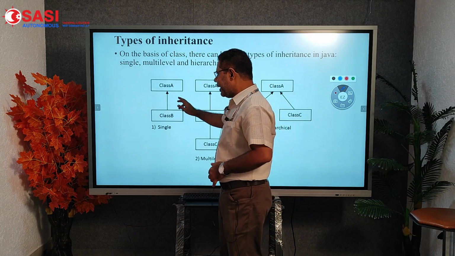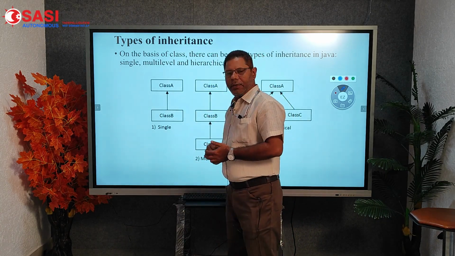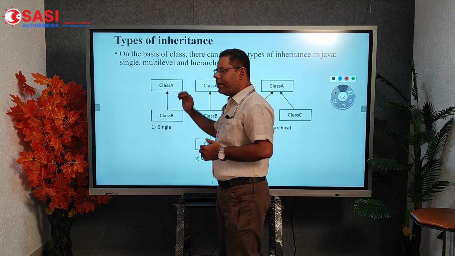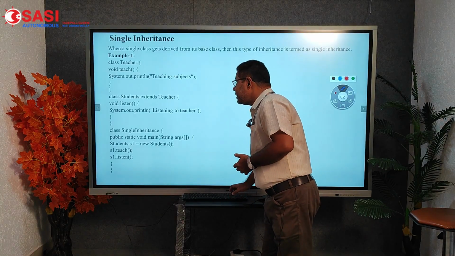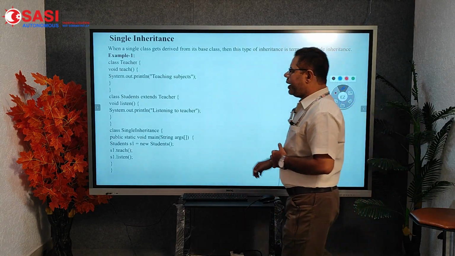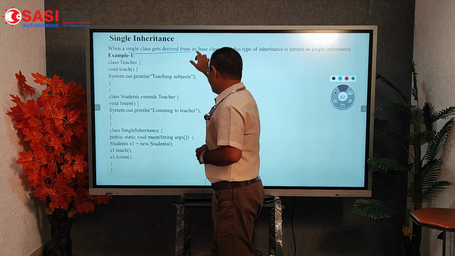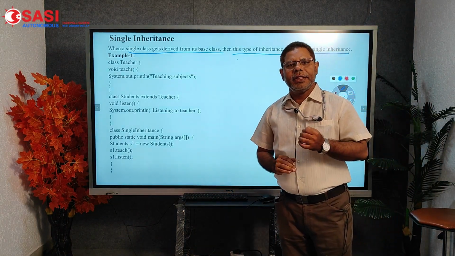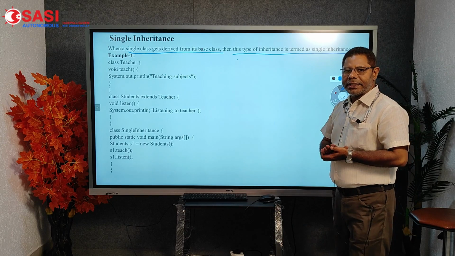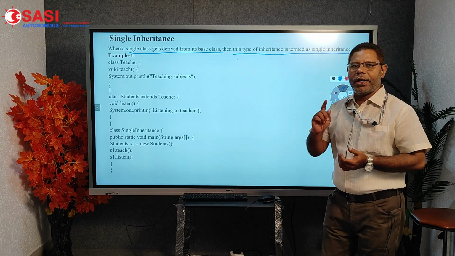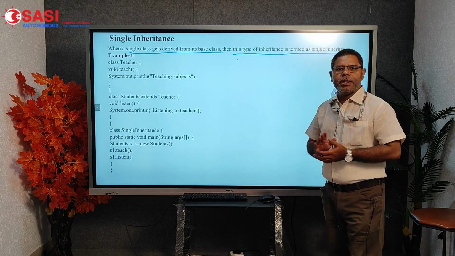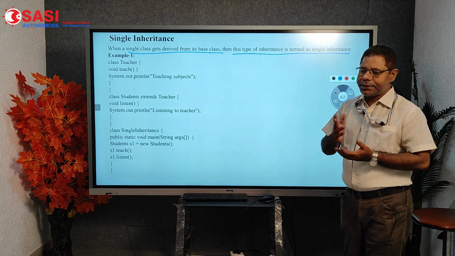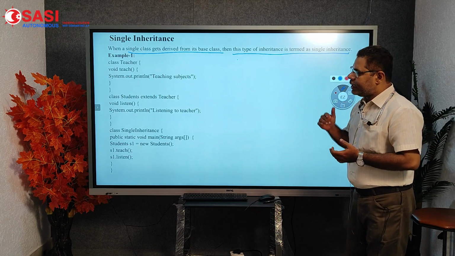In single inheritance, we have one base class and one derived class. That means the derived class is derived from a single base class. So we can see an example of single inheritance. When a single class is derived from its base class, this type of inheritance is called single inheritance. From the base class we derive one derived class. The base class is also called the parent class, and the derived class is also called the child class.